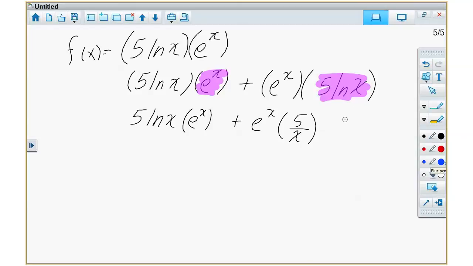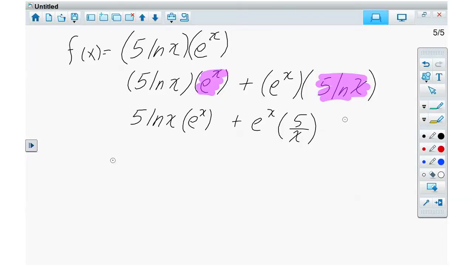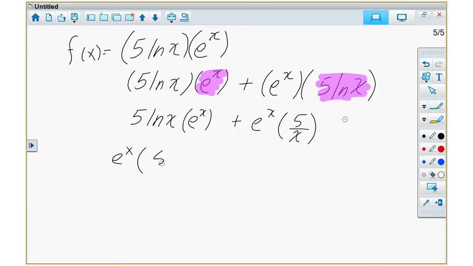Okay, that's it. Now you can do several things with this, but the whole point is you're done. That's it. One step. Now, what can you do? Well, you can factor out an e to the x. You could do that, and that would give you 5 natural log of x plus 5 over x.